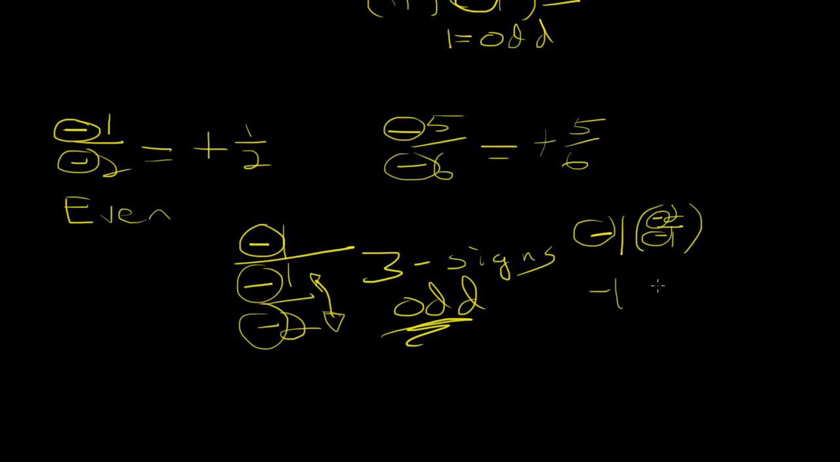Well, if we did this piece by piece, we'd say, okay, that's negative, that becomes a positive. And here, 2 over 1 is 2. It's like saying -1 times 2. Well, we have 1 negative sign. That's odd. 1 equals odd. So -1 times positive 2 gives us -2.